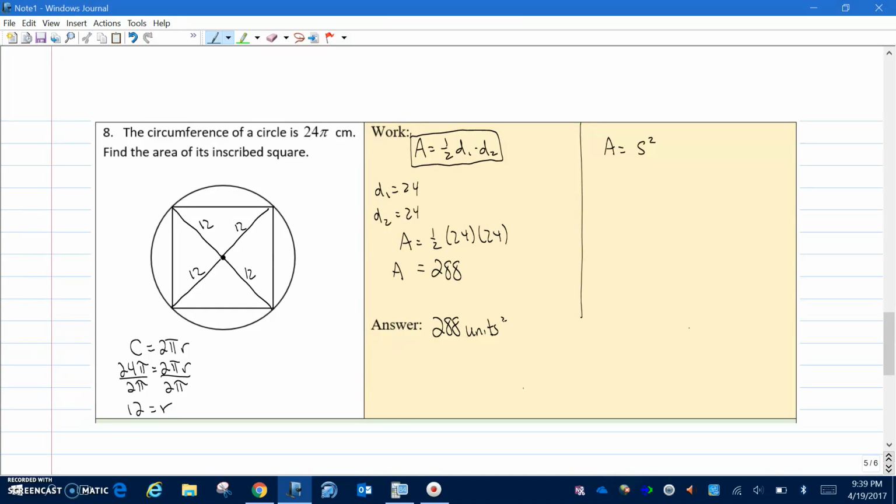Now, the other option was to find the side length. In a square, we know that the diagonals are perpendicular. So, since we have an isosceles right triangle, we know it's a 45, 45, 90 triangle. That means that the length of this side will be 12 root 2. And that would be true all the way around the square. So if I bring that back into my area formula, I have area equals 12 root 2 squared, which is going to be 12 squared times root 2 squared, which is 144 times 2, or 288.